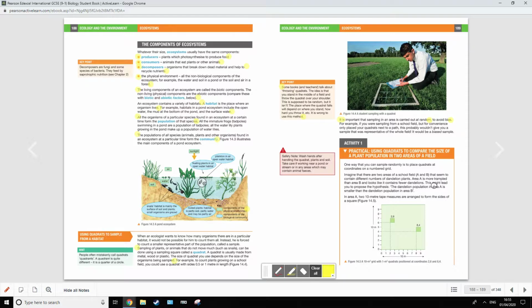Area A is more trampled, so it's more stepped on than area B, and looks like it contains fewer dandelions. This might lead you to propose the hypothesis. Hypothesis, as you know, is your prediction for a reason, for a difference in two habitats. The dandelion population in area A is smaller than the dandelion population in area B.